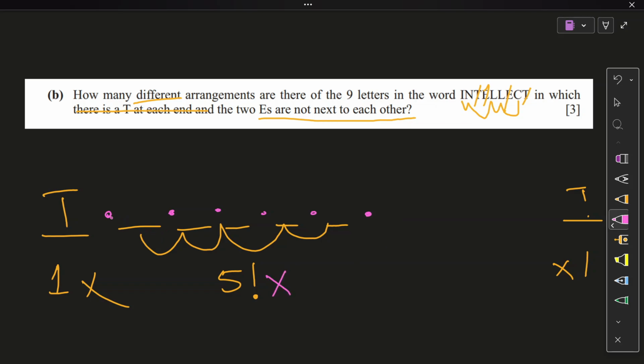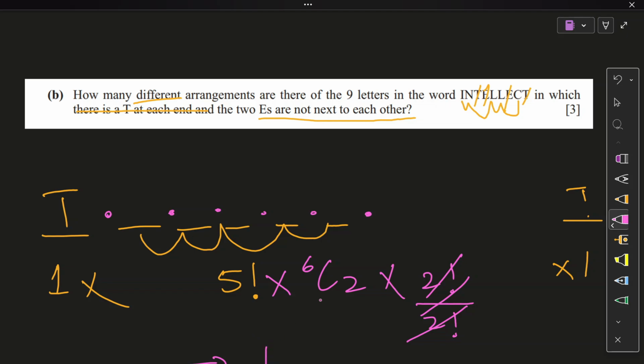Now, how many positions did I unlock? 1, 2, 3, 4, 5, 6. 6. Out of the 6, how many will be filled by the E's? 2. Any 2 will be filled by the E's. And they can move about their own position, but since the two E's are the same, they're going to repeat twice, 2 factorial cancels out. Right, and I'm sure that's it. That is it. So your answer is simply going to be 5 factorial into 6C2. That gives you 1800 ways.